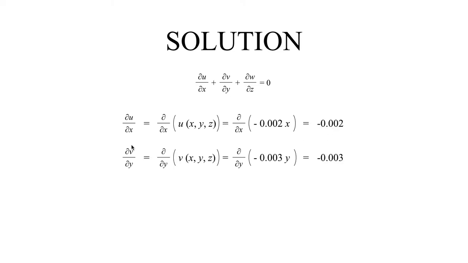And then the partial derivative of our meridional wind with respect to y. Doing all that calculus, we get minus 0.003. And the units for both of those are per second. And now we've got something that looks like this. In fact, we can plug it into our equation and solve for this dw dz term. So we get dw dz is equal to positive 0.005 per second.